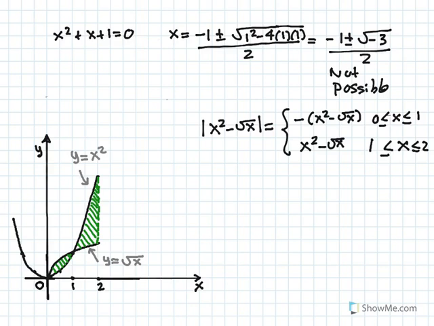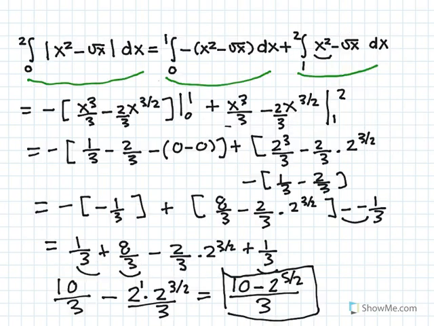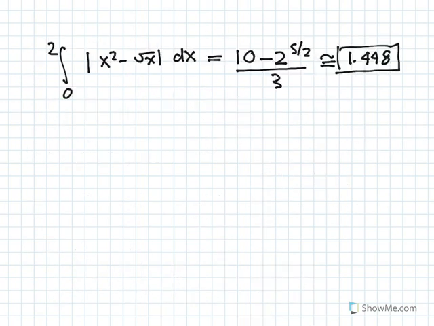So what we're really looking at is the first integral is the area from 0 to 1, and the second integral is the area from 1 to 2. And the value that we find represents the area under the curve.